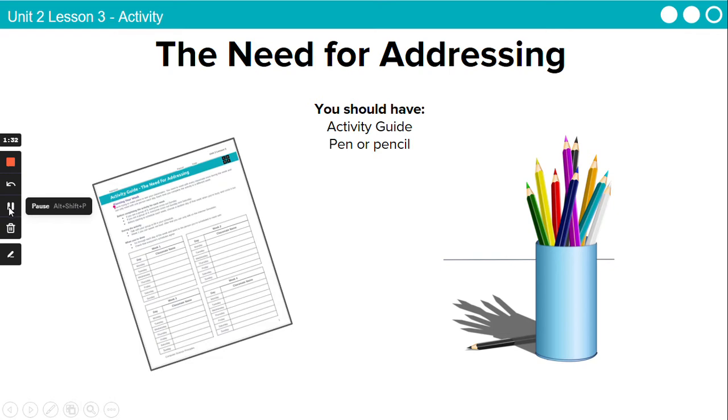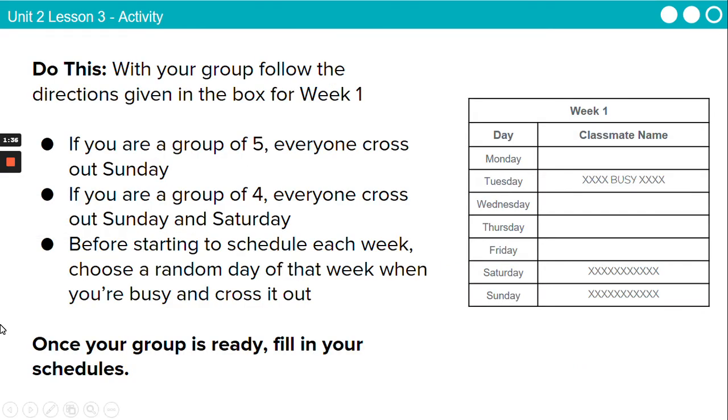What is the activity guide guiding us to do? With your group, follow the directions given in the box for week 1. If you're a group of 5, everyone cross out Sunday. If you're a group of 4, everyone cross out Sunday and Saturday. Before starting to schedule each week, choose a random day of the week when you're busy and cross it out. Okay? It says once you're ready, fill in the schedule.